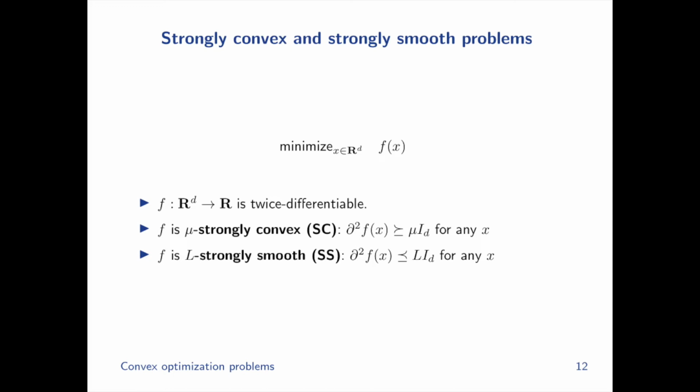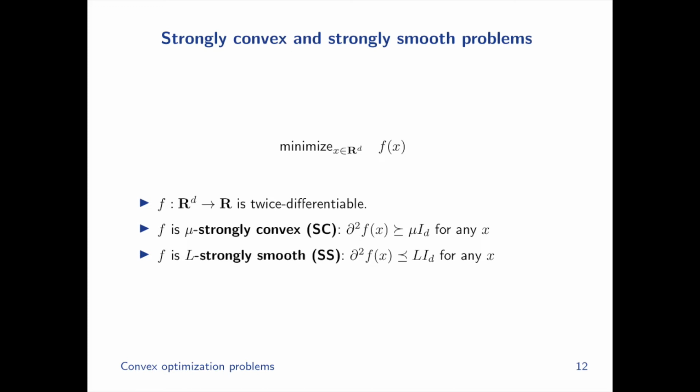Next, for the strongly smooth assumption, it's essentially the complementary assumption. In strong convexity, you assume that the curvature of the Hessian is bounded from below. Here, what you're going to assume is that the curvature of the Hessian is bounded from above. And these two constants, mu and L, play the same role as the minimum and largest eigenvalues of the matrix inside the quadratic form in the quadratic case.